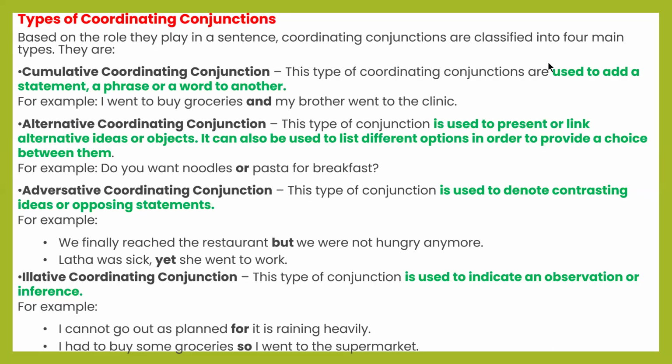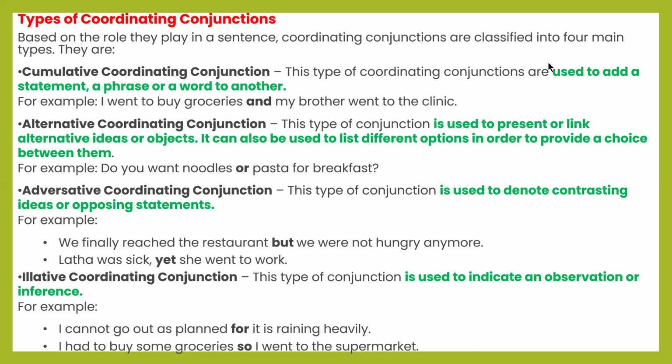Alternative coordinative conjunction. This type of conjunction is used to present or link alternative ideas or objects. It can also be used to list different options in order to provide a choice between them. Do you want noodles or pasta for breakfast? It is an alternative coordinative conjunction.